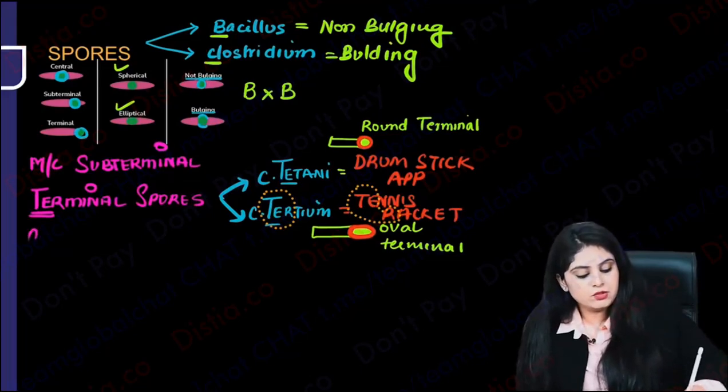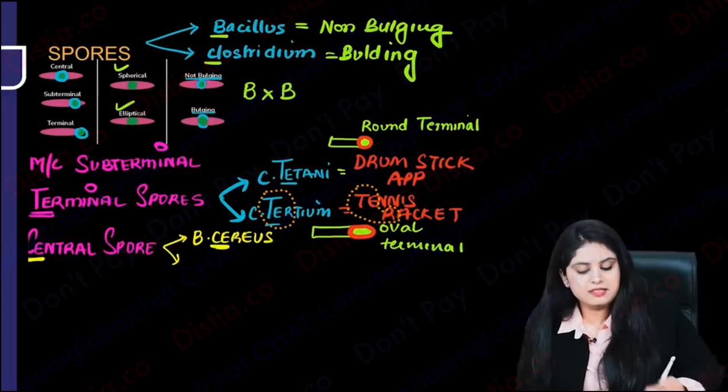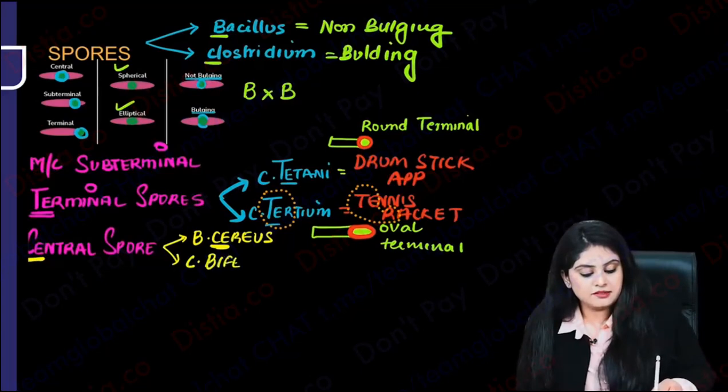Now finally, where do you see the central spores? In which case do you see the central spores? So again, you have to remember C for central, C for serious. C for central, CE for central, CE for serious. And Clostridium bifermentans. What is this?